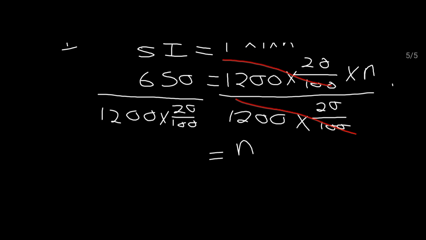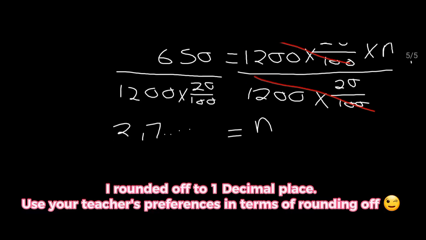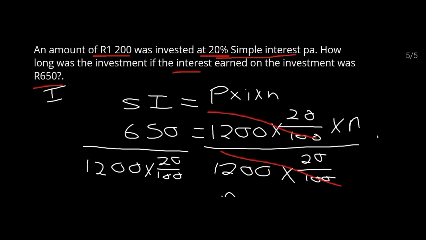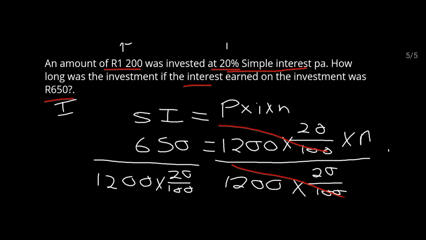2.70 blah blah blah, but it's safest if you round it off to 2 decimal places. Therefore your N is going to be 2.7. Yes, and then you're done. Obviously it gave me a decimal because this is an example that I just generated out of nowhere.